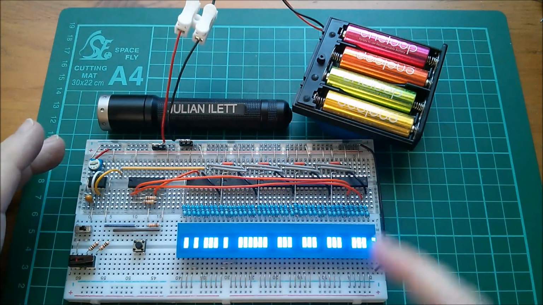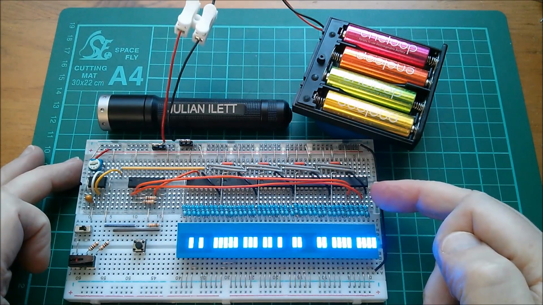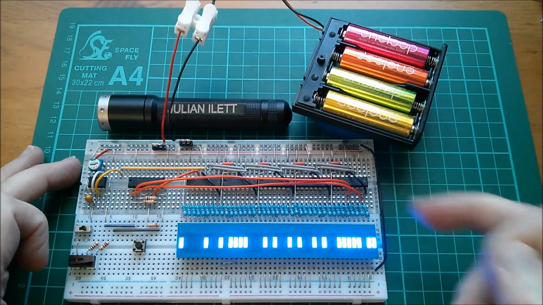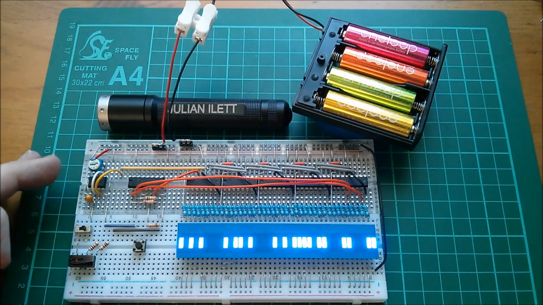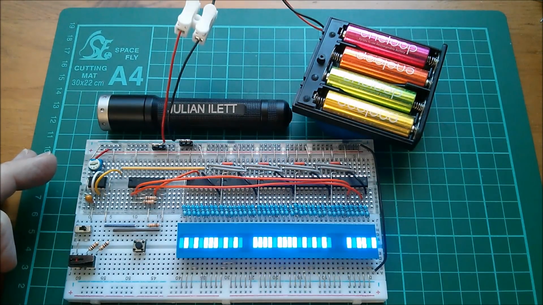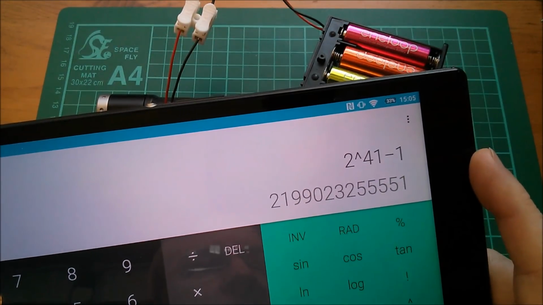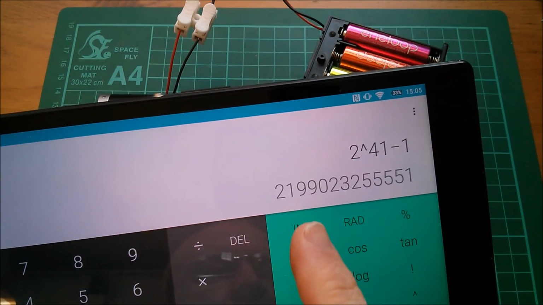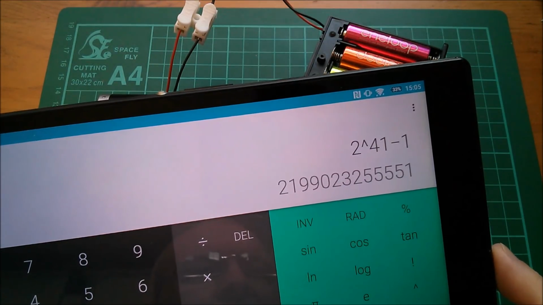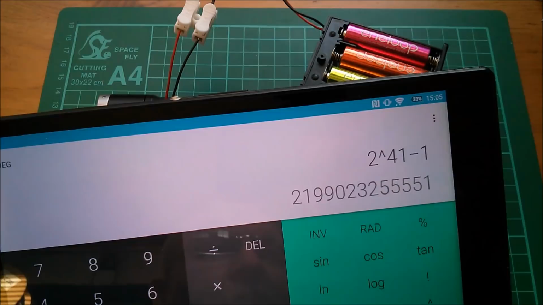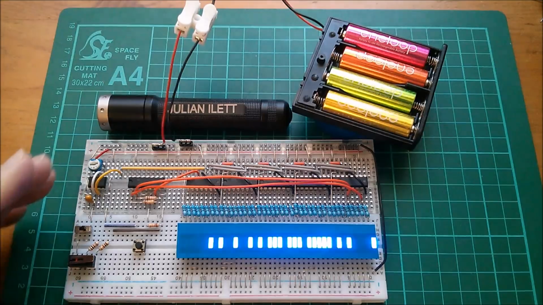Remember this pattern with the wire taps, the two wires that go into the exclusive OR gate on positions 41 and 38, which gives rise to this pattern of bits, which is 2.199 trillion bits long. It's this number, in fact, 2 to the power of 41 minus 1. So that's 2 trillion, 199 billion, 23,255,551 bits long.